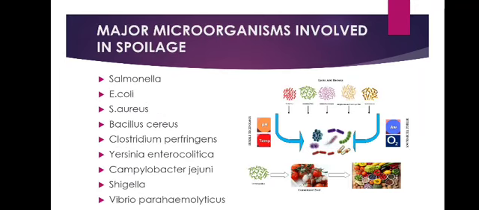Next, what are the major microorganisms involved in food spoilage? They are Salmonella, E. coli. Salmonella is majorly present in egg. E. coli is majorly present in green leafy vegetables. Staph aureus is most predominantly present in meat. Bacillus cereus is present in canned foods. Clostridium perfringens is especially present in meat. Yersinia enterocolitica is present in food and dairy products. Campylobacter jejuni, Shigella, and Vibrio are major microorganisms found in fruits and vegetables. These are the major microorganisms which can cause food spoilage.